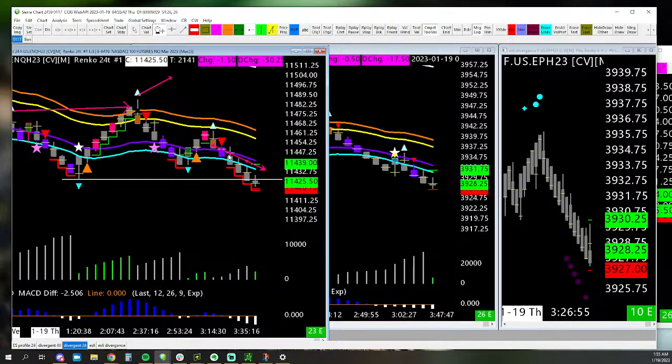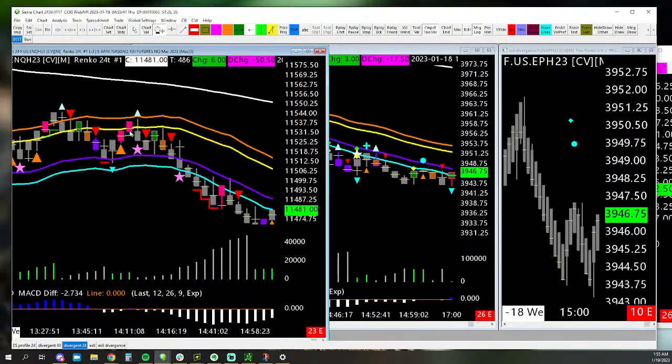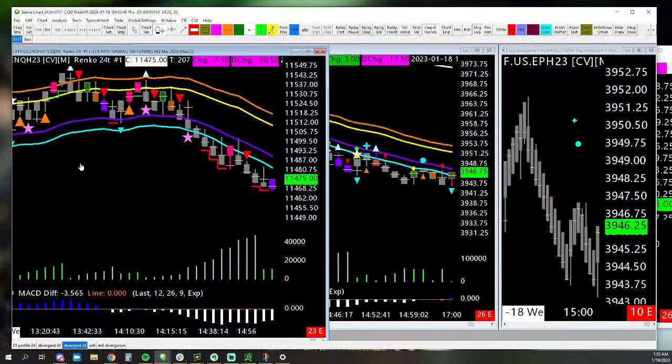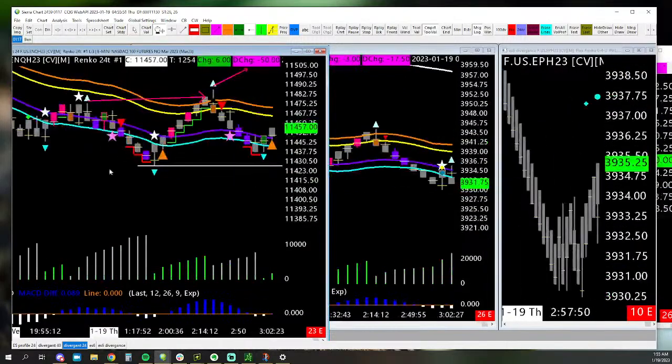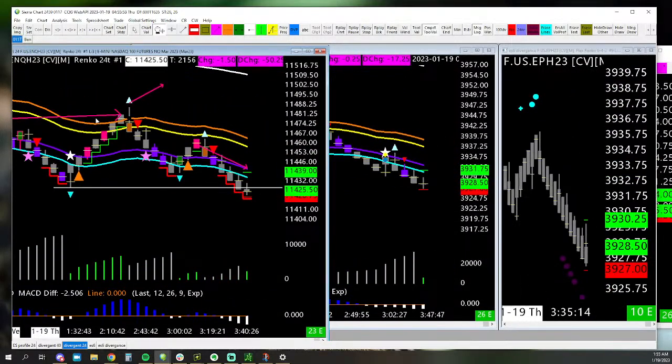That would be the first opportunity to take a long if you were a conservative trader and not trying to scalp every one of these little moves. You'd wait for either this to break out and make a new high, and then a higher low, and then start looking for longs up here.